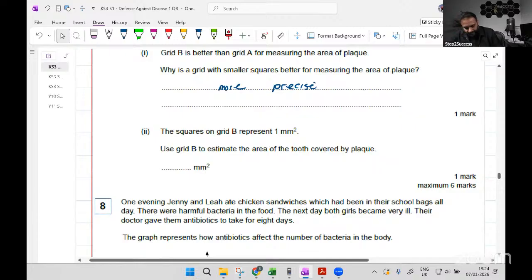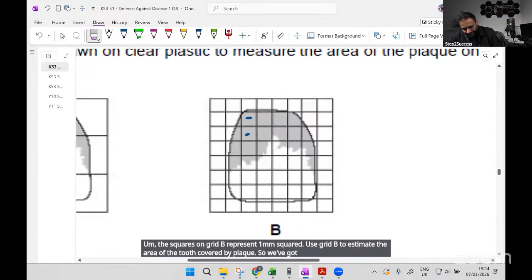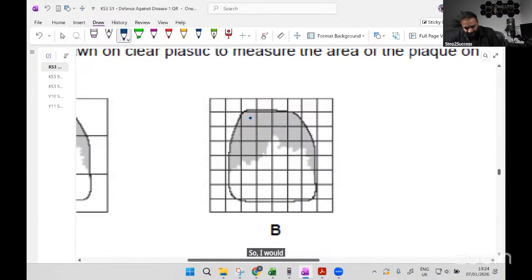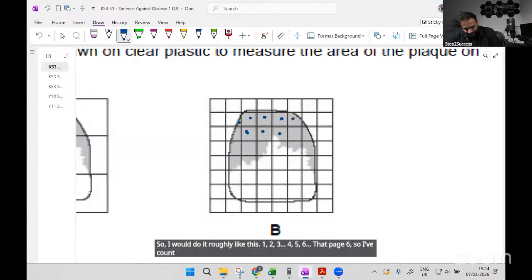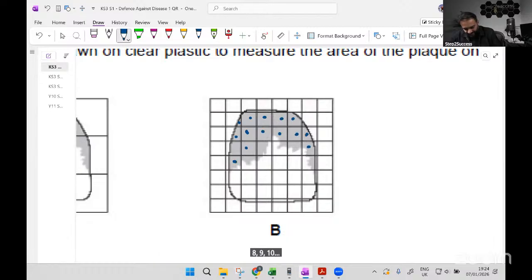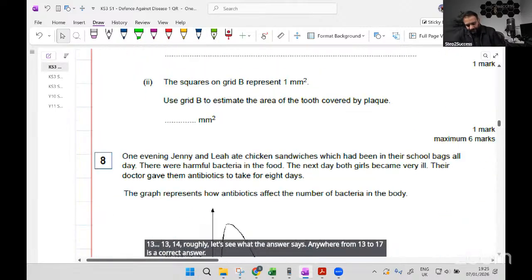The squares on grid B represent 1 millimeter squared. Use grid B to estimate the area of the tooth covered by plaque. So we've got to do some counting. I would do it roughly like this. One, two, three, four, five, six. That makes six, so that's counted. And then that and that roughly is 7, 8, 9, 10, 11, 12, maybe 13, 14 roughly. Let's see what the answer says. Anywhere from 13 to 17 is a correct answer. Okay.